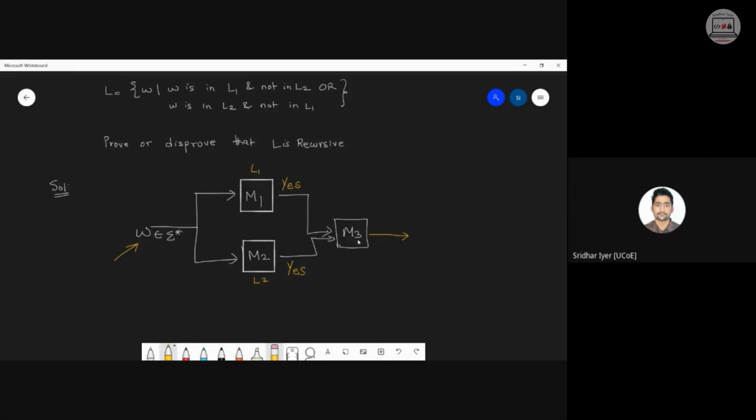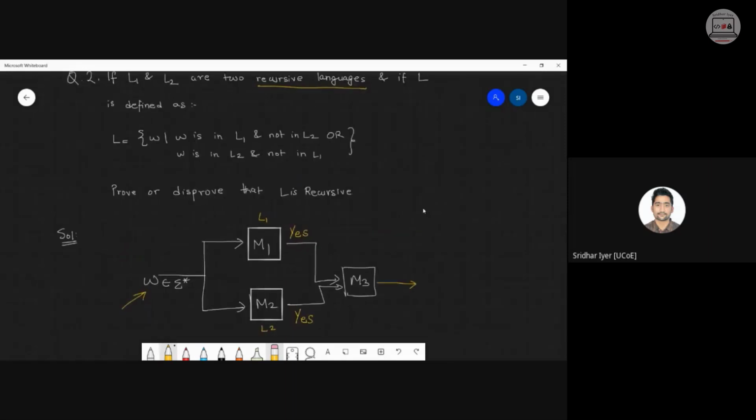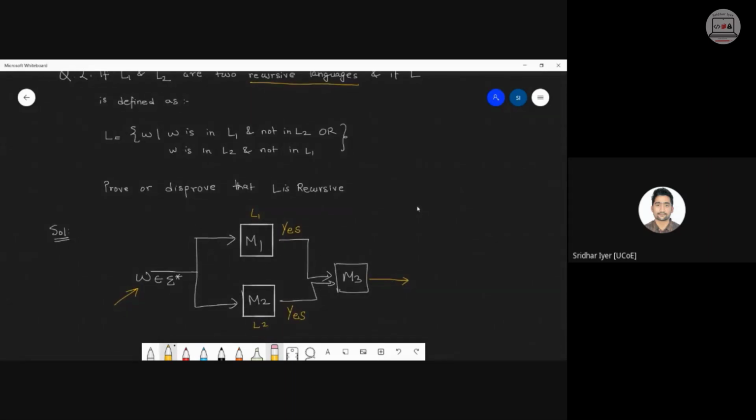M1 is giving an output as yes. M2 is giving an output as yes. What was my question? My question was something like this. We are going to accept all the languages which are basically the first. If it is W, then we are assuming that W is in L1 and W is not in L2. But in this case, both of them are belonging to L1 as well as L2. So is it acceptable? Yes or no?